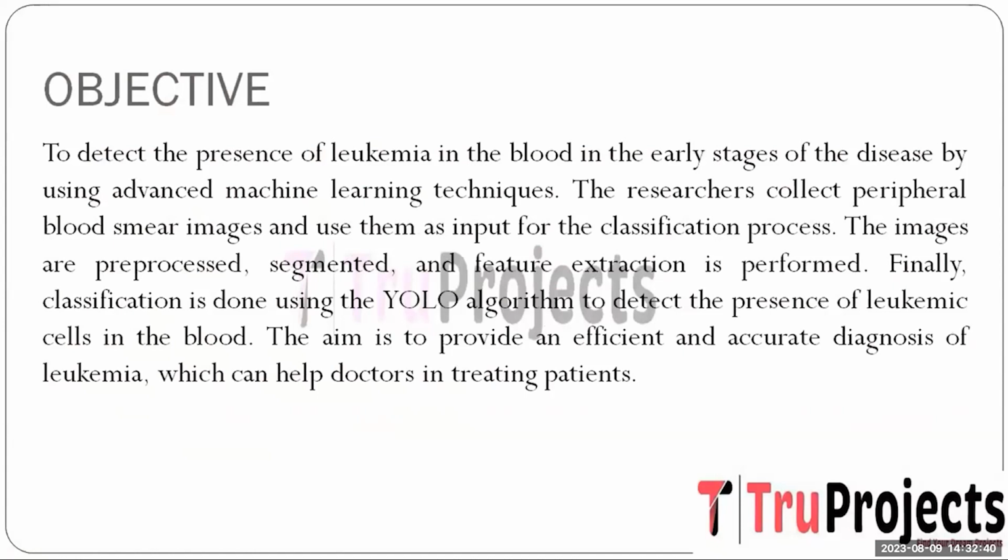Employing sophisticated machine learning methods, the primary objective is the early identification of leukemia in blood samples. This project involves the acquisition of peripheral blood smear images, which serve as the foundation for the subsequent classification procedure. Through a series of steps, including pre-processing, segmentation, and feature extraction, these images are prepared for analysis. The pivotal phase encompasses leveraging the YOLO algorithm for the classification task.